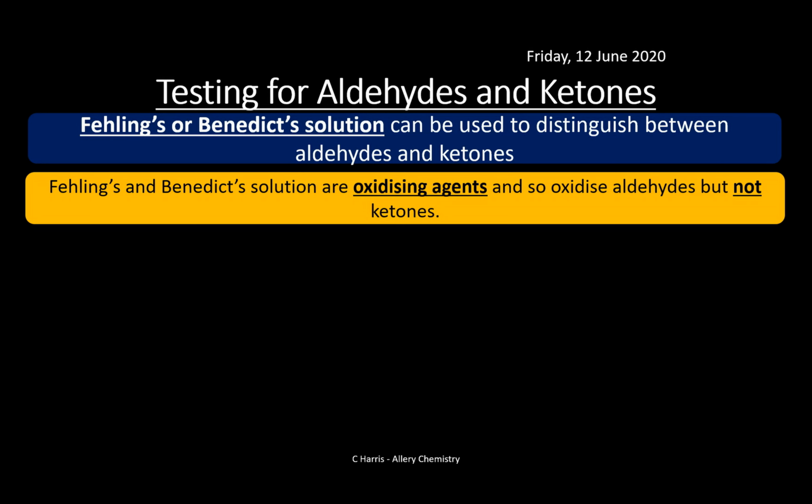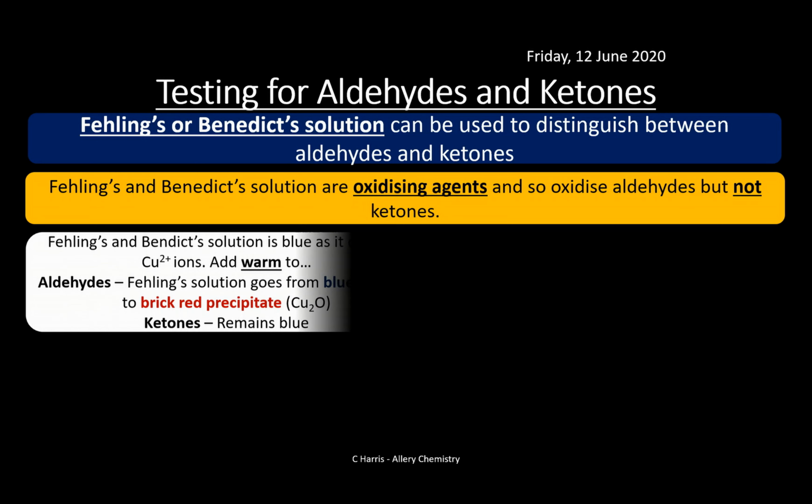So actually by using either Fehling's or Benedict's, we can test, because they'll show a color change, and that will help us to identify if we do have an aldehyde, because aldehydes can be oxidized, or if we have a ketone, but they can't be, so you shouldn't see any change reacting with the ketone. So let's have a look at Fehling's first.